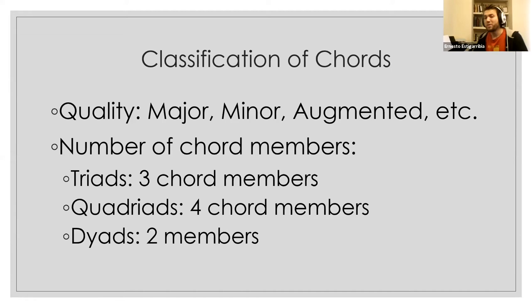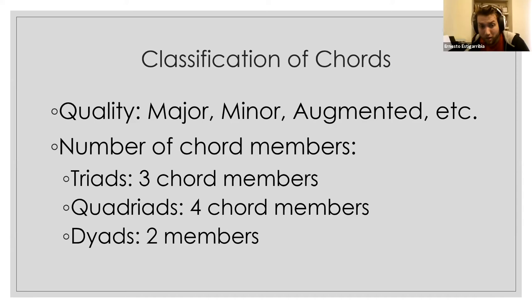So there are major chords like this, life is good. There are minor chords, a different take, a different outlook. There are augmented chords. There are diminished chords. They all have kind of a different character, different color. That's one way of classifying chords.